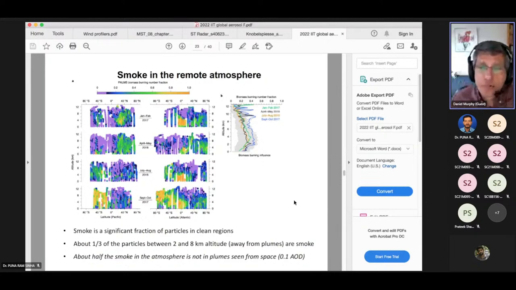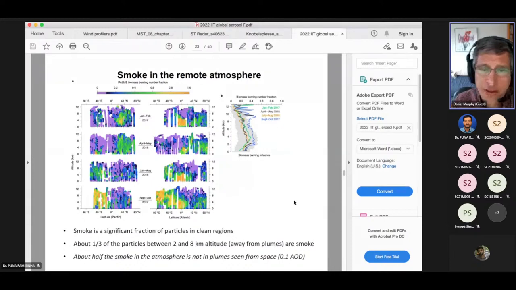The interesting thing about smoke is that it's a significant fraction of particles even in clean regions of the atmosphere. So this is a bunch of altitude-latitude plots showing the fraction of smoke. And anything with green or yellow, the smoke is a third or more of the particles. Very large regions of the atmosphere have more than a third of the particles being smoke. And even in the southern hemisphere, we went out four times, and you can see the April-May one was clean in the southern hemisphere, not much smoke.